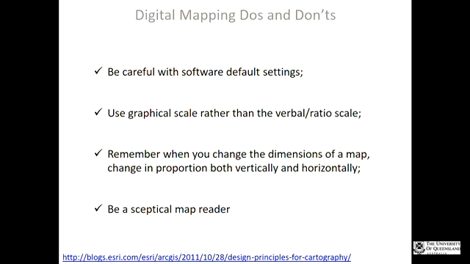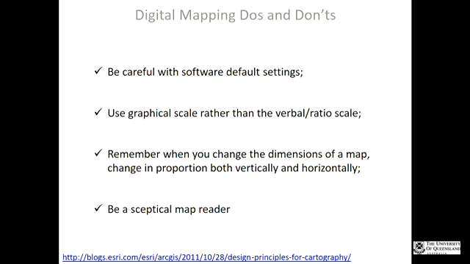Okay. So to end this section, in terms of digital mapping do's and don'ts, some things to think about: be careful with software default settings. Don't just use default settings. Think about who your map's for and why you're developing that map. Use graphical scale rather than verbal or ratio scale. I think it's better to use those scales. If you have the ratio scale, it's not so meaningful for people. Also remember, when you're changing the dimensions of a map, don't just change the vertical or horizontal dimensions. It's pretty difficult to do in ArcGIS, so it pretty much maintains that for you. But you don't really want to exaggerate the vertical scale at the expense of the horizontal scale. But I think that's almost impossible to do in ArcGIS.